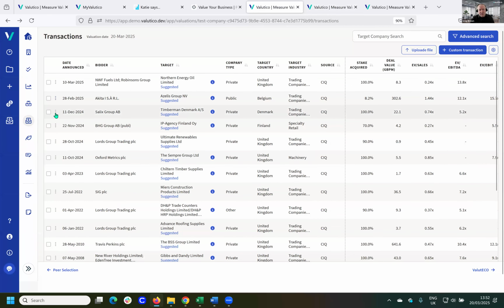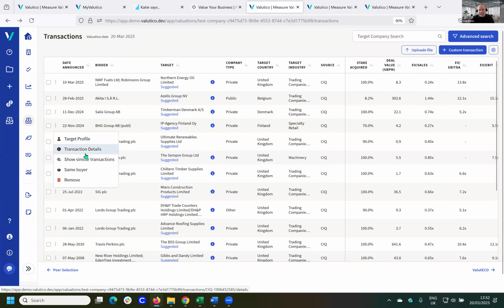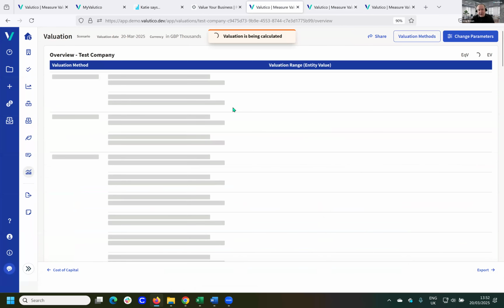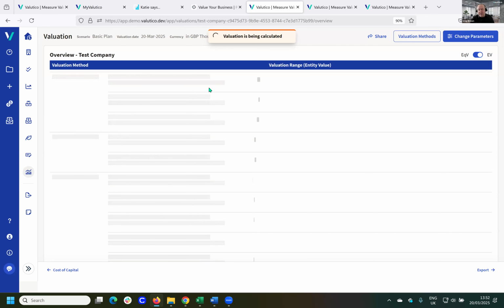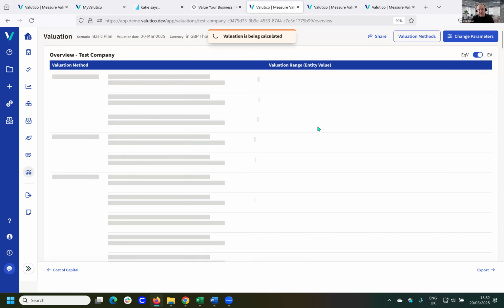Again, I won't go into too much depth, but as you can expect, you can see transaction detail, show similar transactions, and so forth. Obviously, I've done this very, very quickly. I wouldn't advise anybody to spend 10 minutes doing this. You're probably going to spend a good half hour, an hour, coming up to the end valuation conclusion. But obviously, I'm zipping through this.